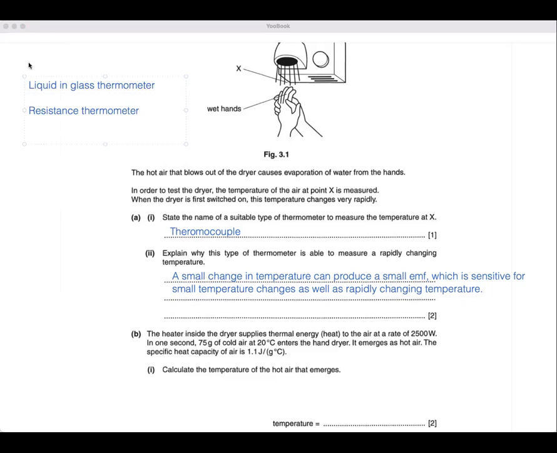Okay, Bei Kwan, very good. So mercury in glass thermometer is one of the liquid in glass thermometers. So you can use either mercury or alcohol. Okay, and the last one that I mentioned here is the thermocouple thermometer. Okay, these are the 3 types. Okay, so for this case, you use the thermocouple because it's also small in size.